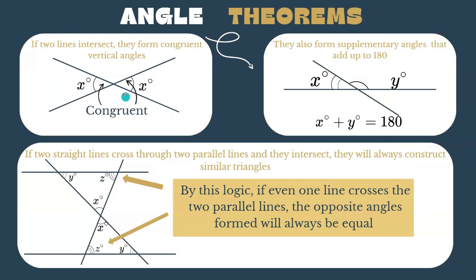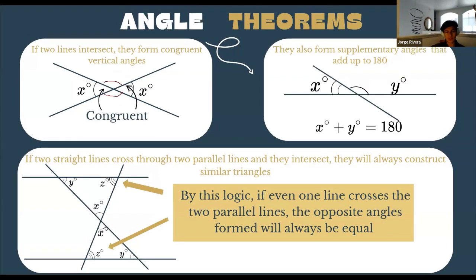2. 2. No. It creates 4. It creates 2 pairs of 2 angles, right? So this angle and this angle are equal to each other because they are congruent vertical angles. And now this angle and this angle, hold on, let me get the annotate tool. So this angle and this angle are equal to each other, and this angle and this angle are equal to each other. So that's just something that you need to know about angles.